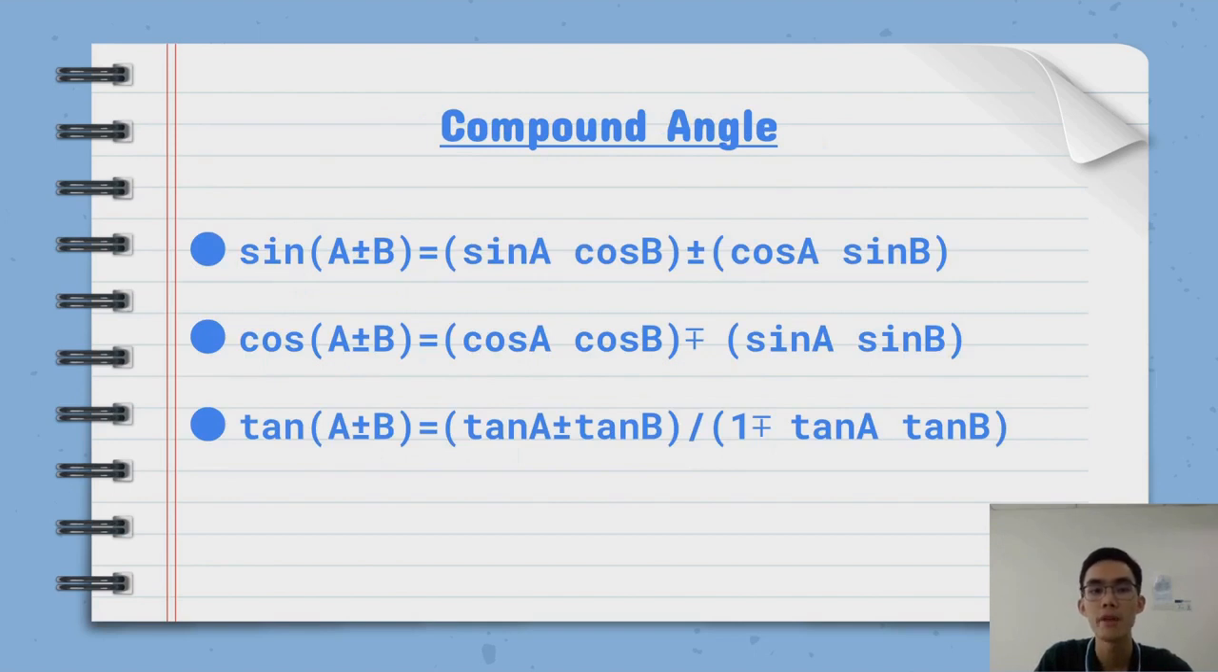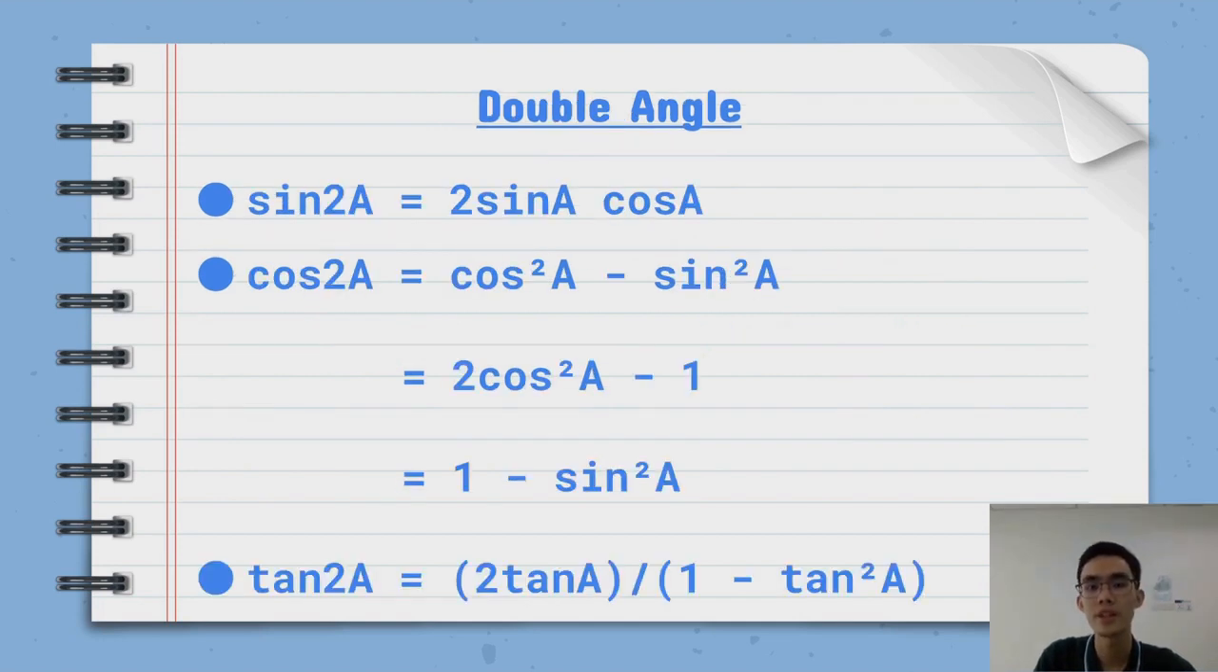Compound angle. By following the equations below, sin A plus B is equal to sin A multiplied by cos B plus cos A multiplied by sin B. If we are facing the situation like sin A minus B, then our equation will be sin A cos B minus cos A sin B.